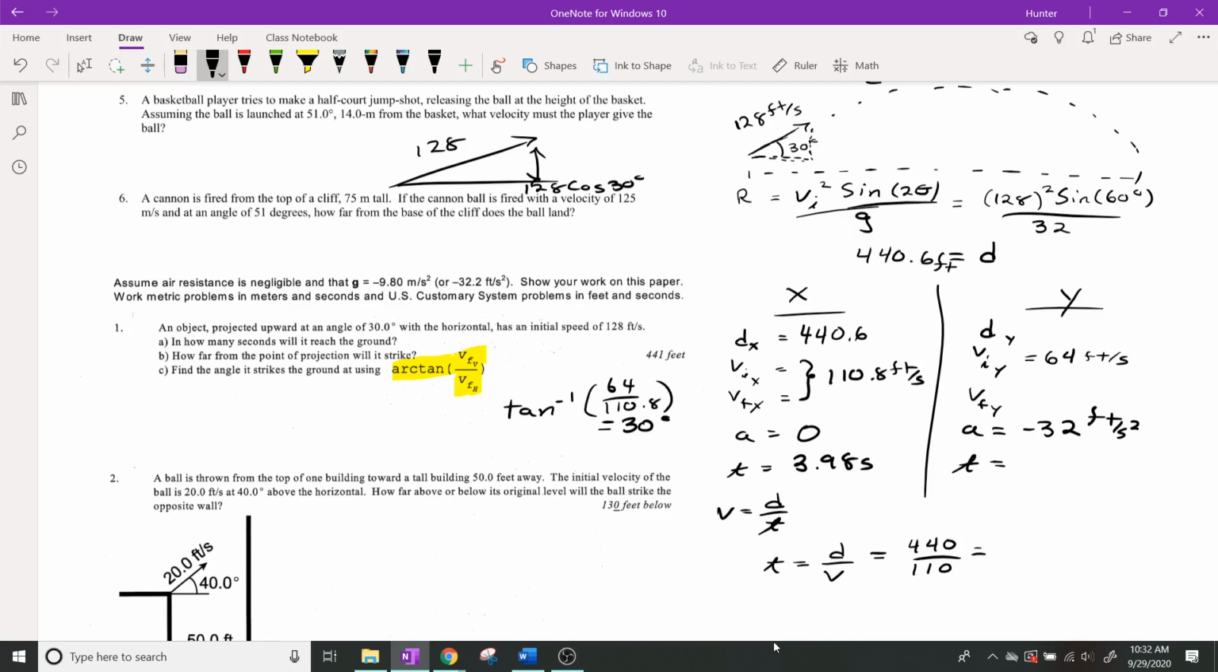You didn't have to do the arc tangent if you know that it's hitting the ground at the same height from which it began. It's going to be hitting the ground at the same angle. 30 degrees going up, 30 degrees going down. That is obviously assuming no friction, which is just how we do.